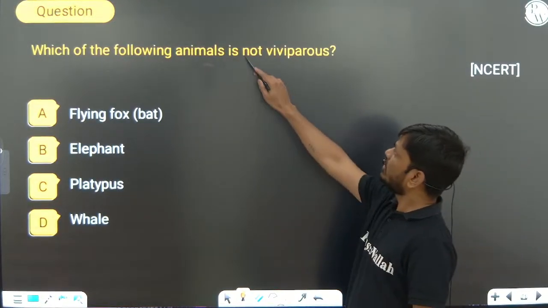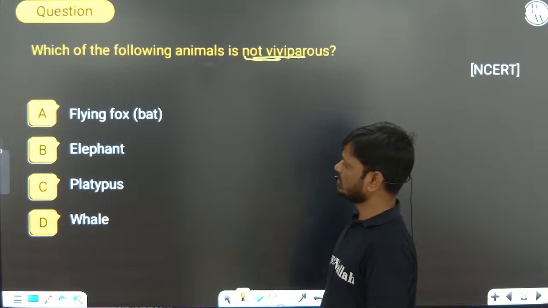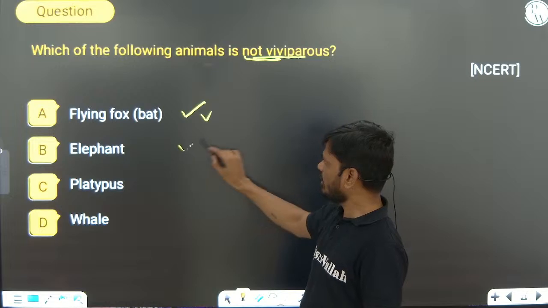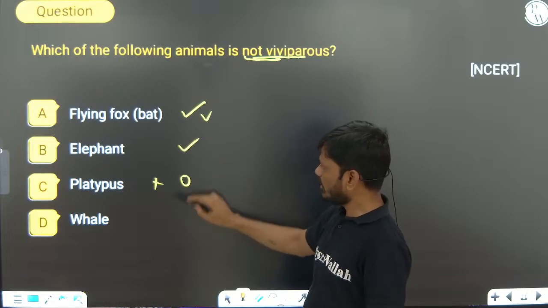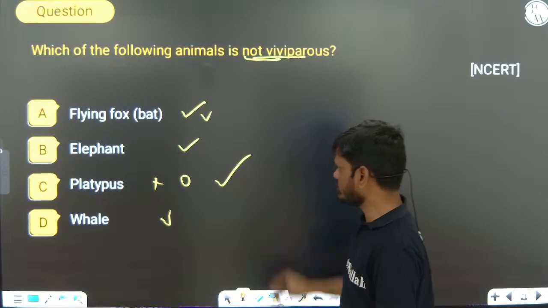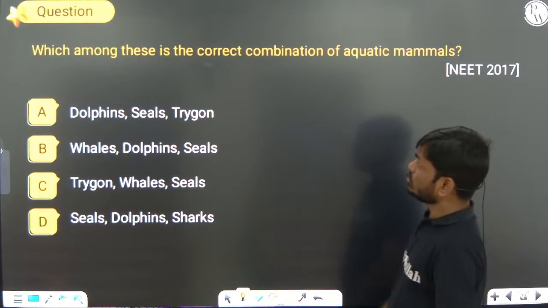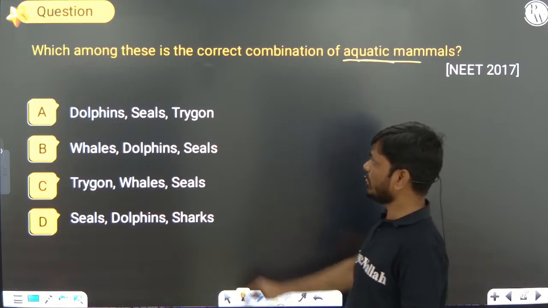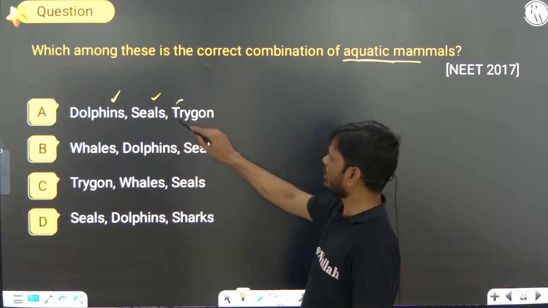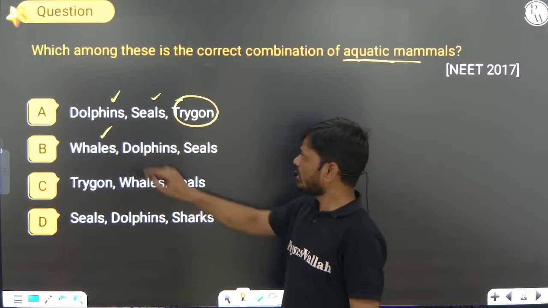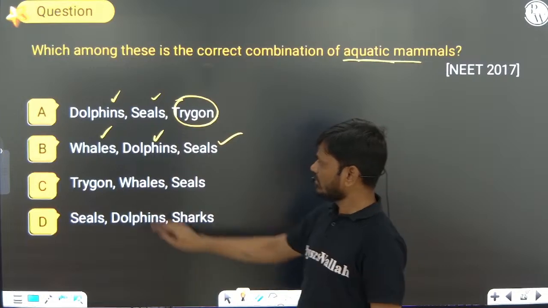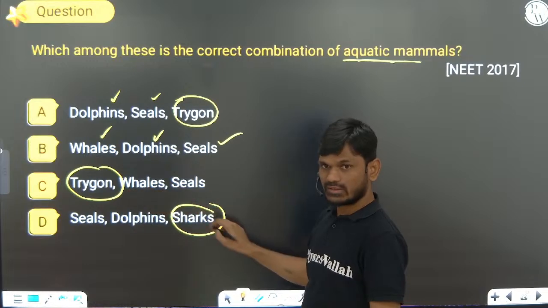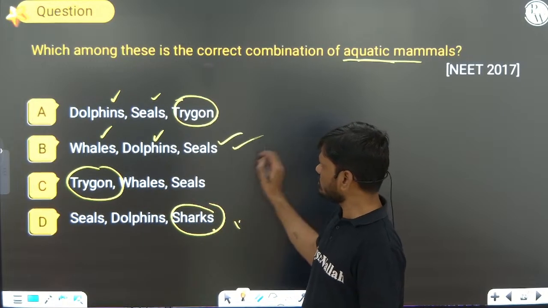Which of the following animals is not viviparous? Flying fox, viviparous. Elephant, viviparous. Platypus, oviparous. Whale, viviparous. So the platypus is the answer. Among these, the correct combination of aquatic mammals, a 2017 question. Dolphins, okay. Seals, okay. Trygon belongs to fish. Whale okay, dolphin okay, seals okay. Trygon and shark belong to fish. So the right answer is B.